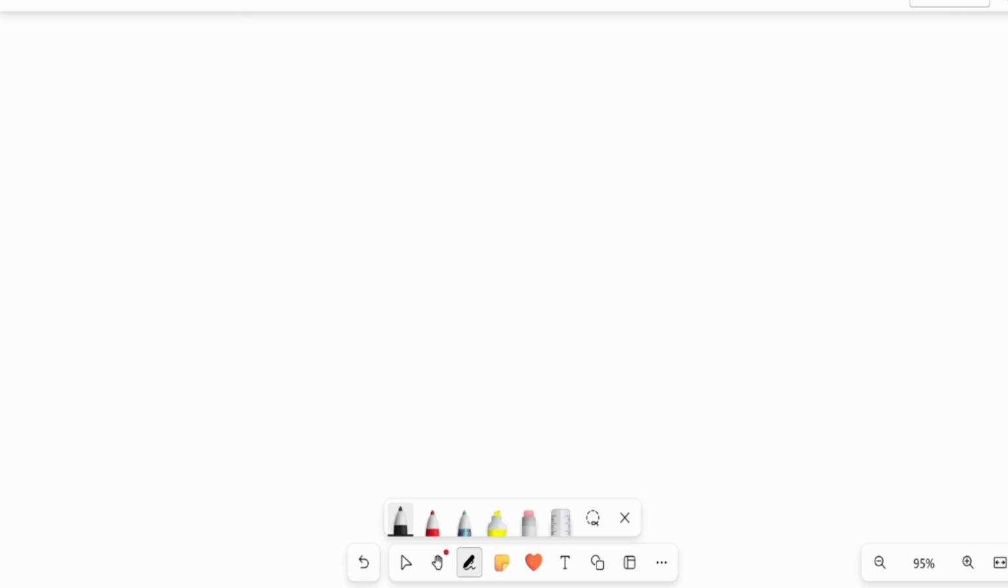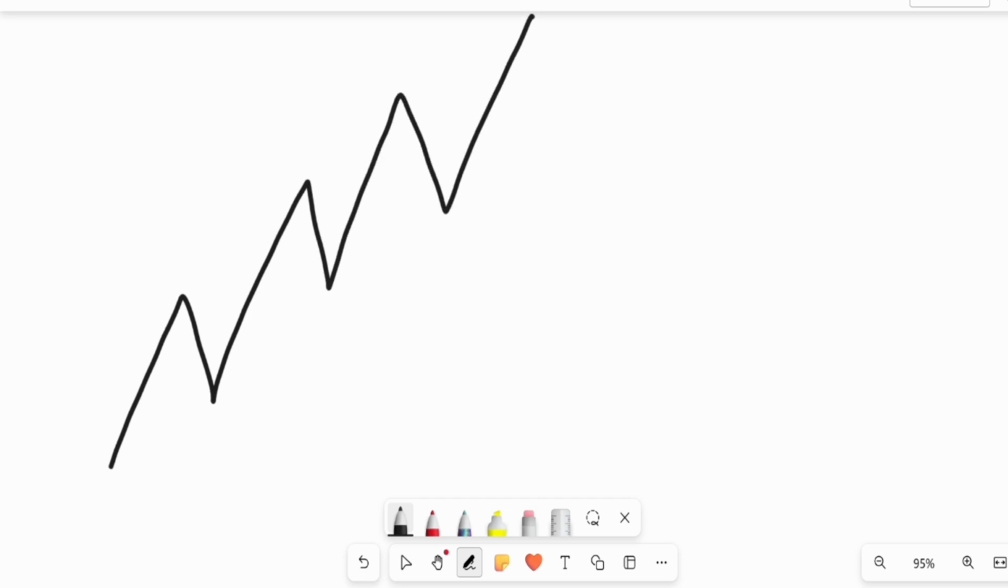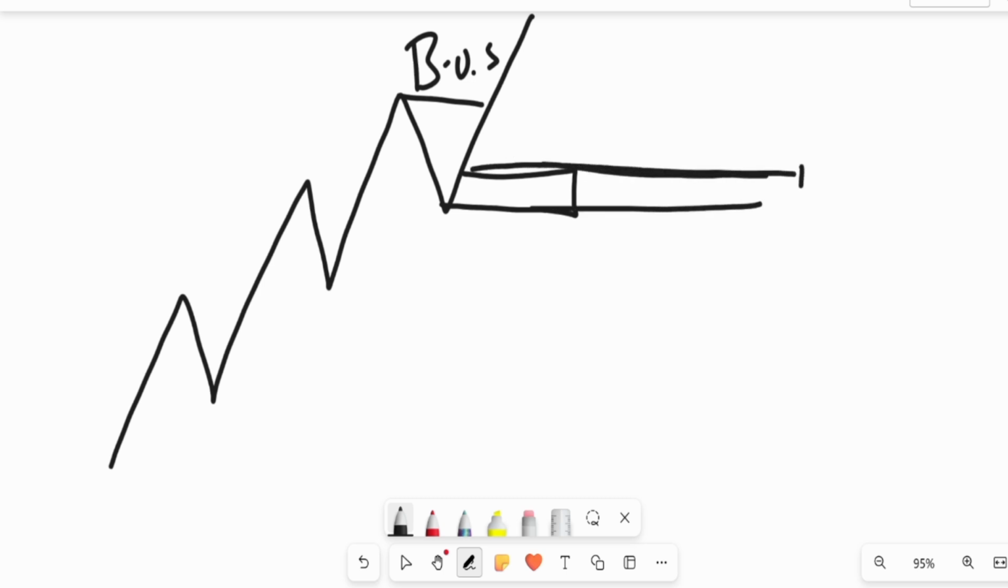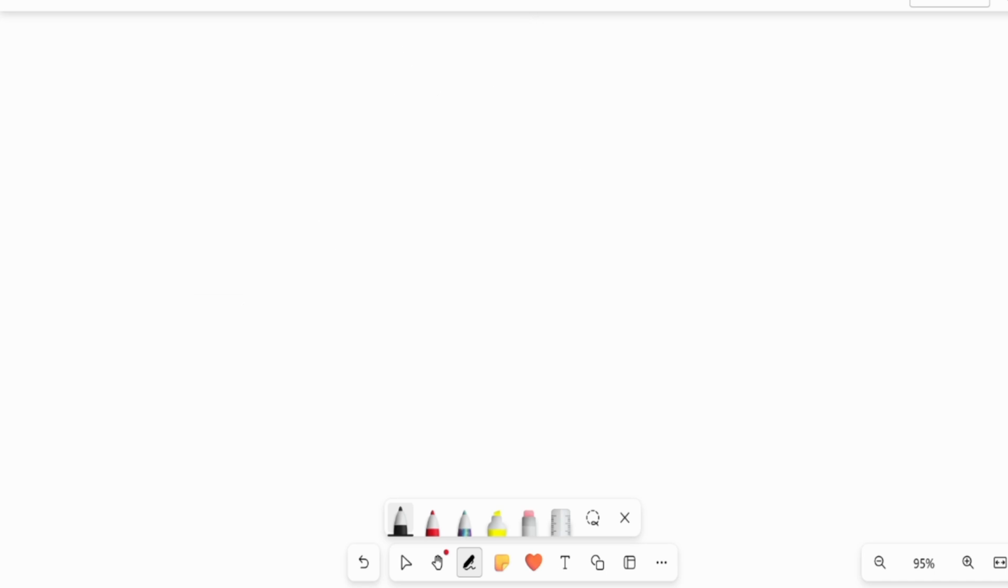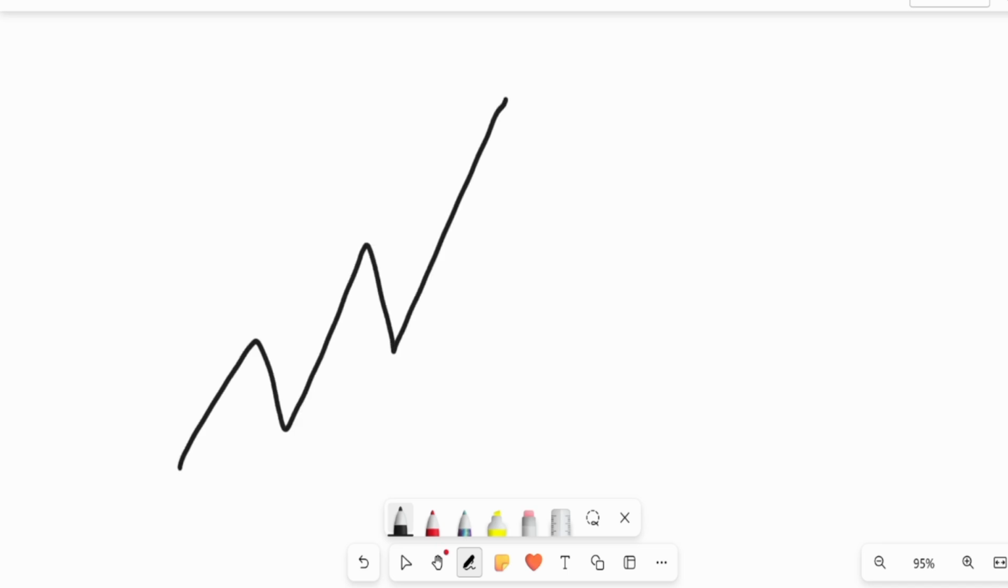After marking our demand zone, let us draw a clear structure. This is the BOS, break of structure. This is our demand zone. After marking this demand zone, let me at least extrapolate it. Let me draw a clear structure. These are demand zones.